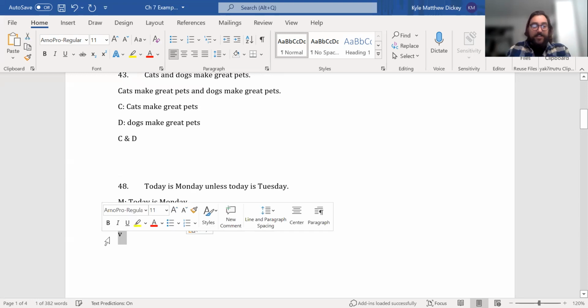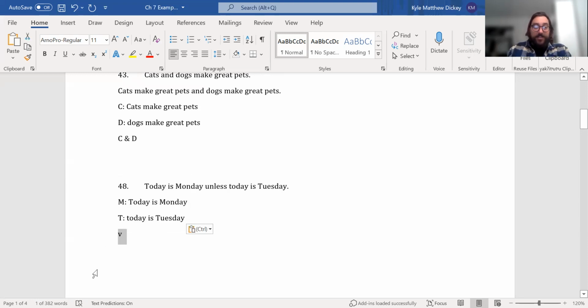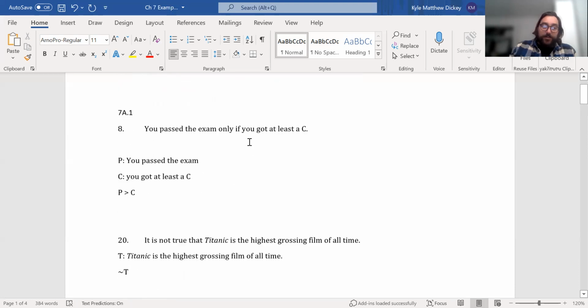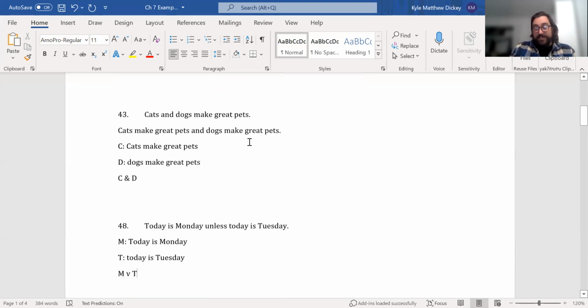So how do we symbolize this? Again, today is Monday unless today is Tuesday. So it's just going to be M or T. All right, that's pretty straightforward. Hopefully that helps you understand how you can symbolize these sentences.